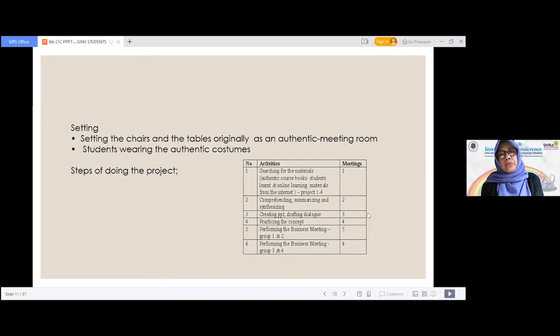The steps of doing the project: firstly, in the first meeting, students are asked to search for the material. It comes from the authentic course book, and online learning materials as supporting materials from the internet. Then comprehending, summarizing, and synthesizing for the second meeting, then creating PowerPoint, drafting, and creating the dialogue for the third meeting, then practicing the concept for the fourth meeting, and then performing the business meeting for group 1 and group 2, and for the fourth and the sixth meeting for group 3 and 4.